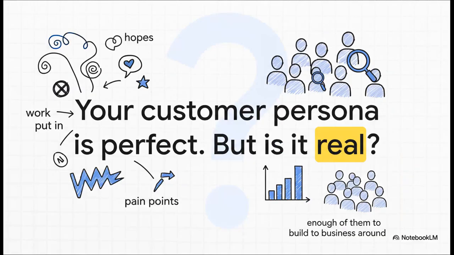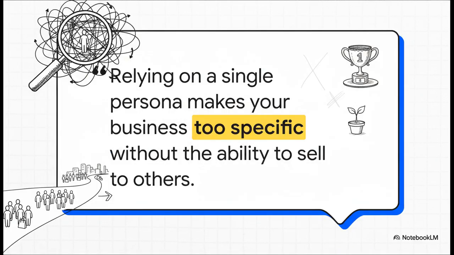Look, you've put in the work. You know their hopes, their dreams, their biggest headaches. But here's the million-dollar question, isn't it? Does that person actually exist? And, maybe more importantly, are there enough of them to build a real business around? Because if you rely only on that one perfect persona, you can fall into this trap called hyperfocus. It's where you get so specific, so dialed in, that you accidentally design a product for a market of, well, one. And a market of one is a hobby, my friends, not a business.